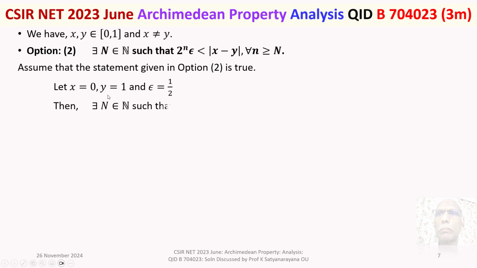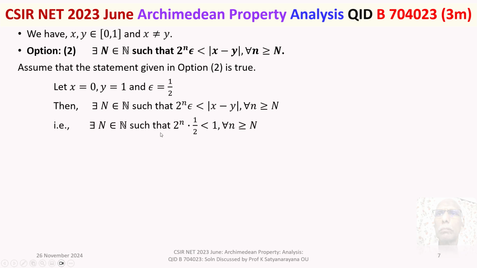Now, because you are treating this statement as true, there exists a natural number capital N such that 2 power n epsilon is less than modulus of x minus y for all small n greater than or equal to capital N. This means 2 power n into epsilon, which is 1 by 2, is less than mod of x minus y, which is 1. X is 0, y is 1, mod of x minus y is 1.